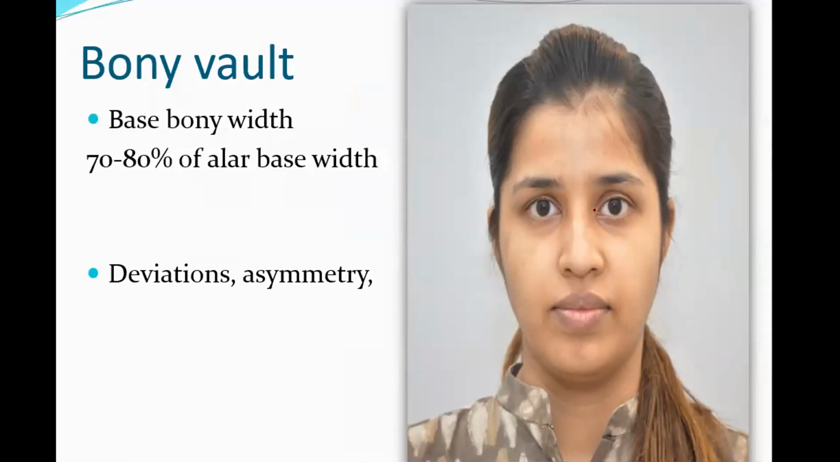So the next thing that you need to look at is the bony base width. Now, if this is the alar width, the bony width should be only about 70 to 80% of this alar base width. If it's too wide, it looks like an awkward nose. Any deviations, any asymmetry should be noticed at this point. So these are the two nasal bones. You can see that one of the nasal bones is asymmetric, one is more slanting, one is straightforward. This you can do by palpation.